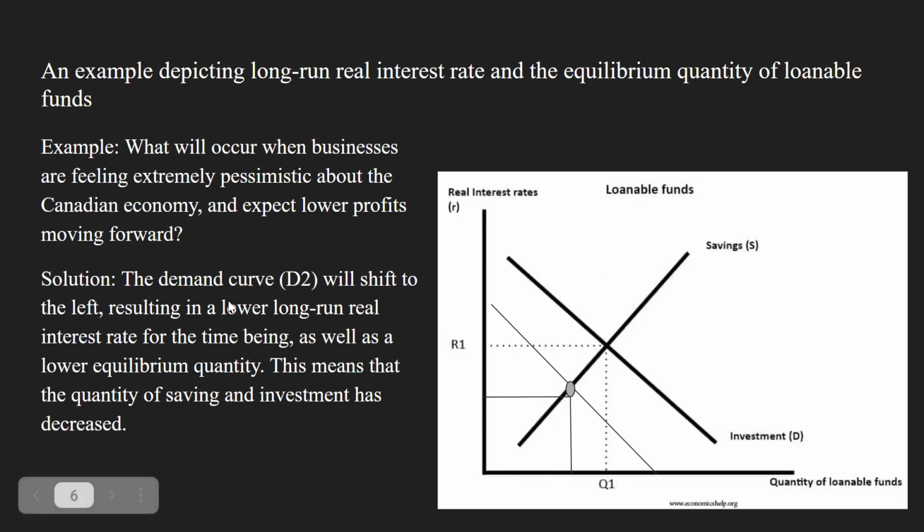So my solution: the demand curve D2, which is just this line right here, will shift to the left, resulting in a lower long run real interest rate for the time being, as well as a lower equilibrium quantity, which of course happens with the shift to the left. So this means that the quantity of saving and investment has decreased as a whole.